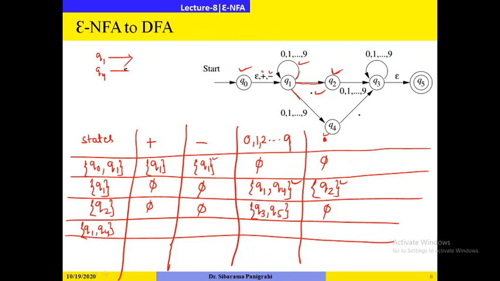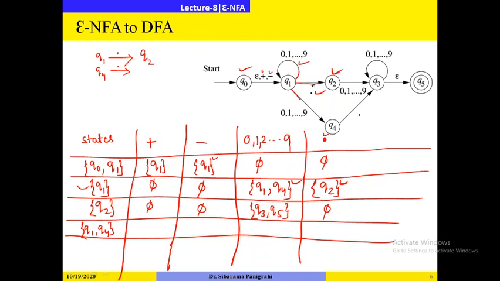So Q1 Q4 by taking dot as input. What is the next state? So Q1 by taking dot as input, the next state is Q2. So here I will write Q4. Q4 by taking dot as input.